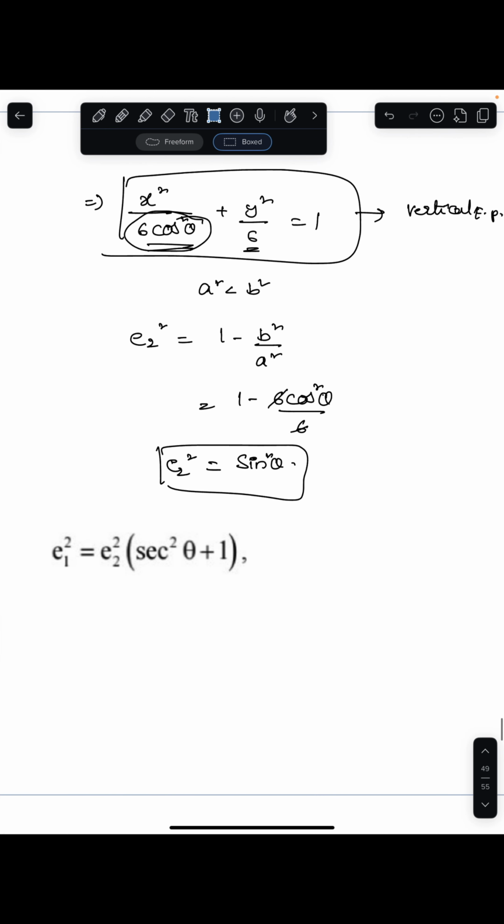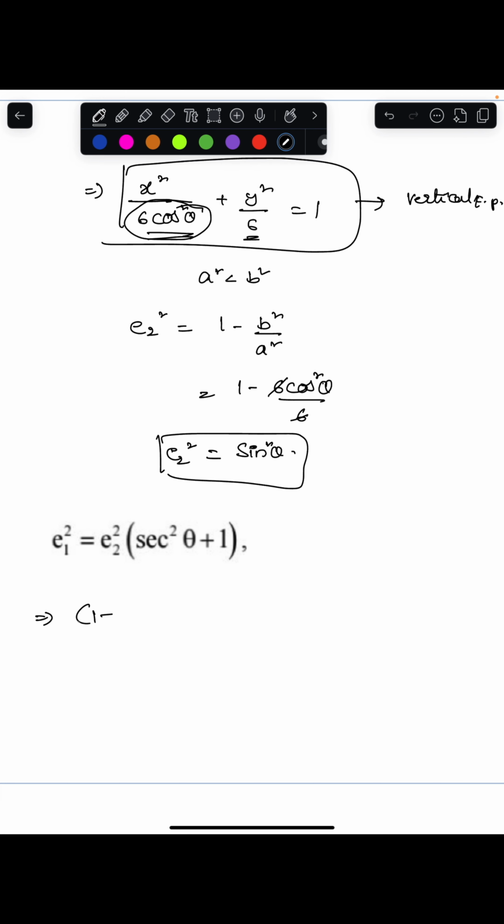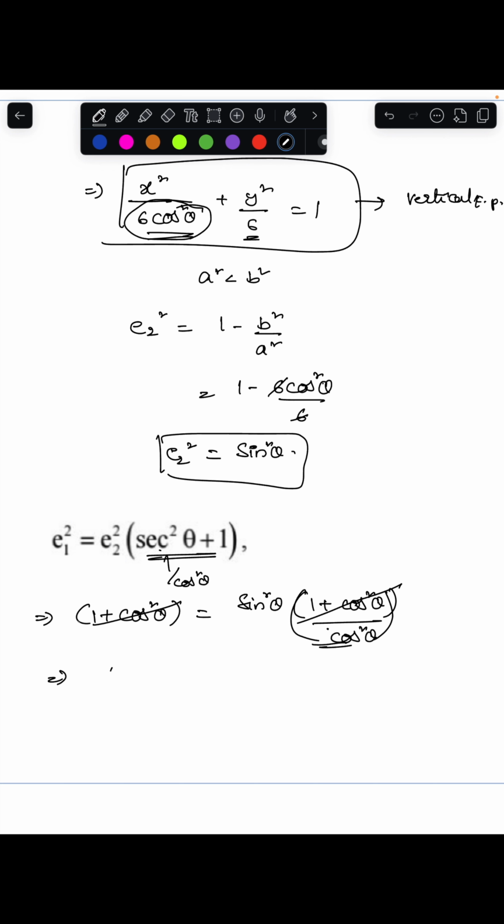So E1 square means what is given? 1 plus cos square theta. Substitute here, 1 plus cos square theta. E2 square means sine square theta. 1 plus secant square theta means 1 plus cos square theta by cos square theta, right? So we can write 1 by cos square theta, right? If we take the LCM, you get this expression. So this expression cancels out. Tan square theta equals 1, which will give tan theta is plus or minus 1.